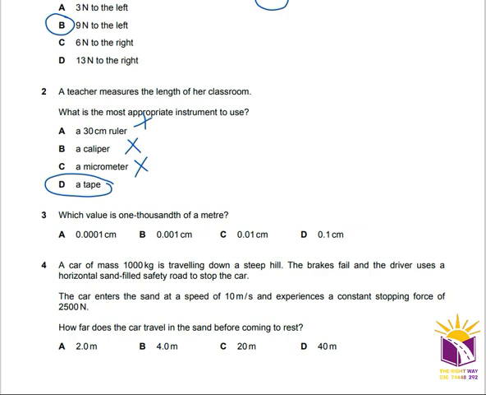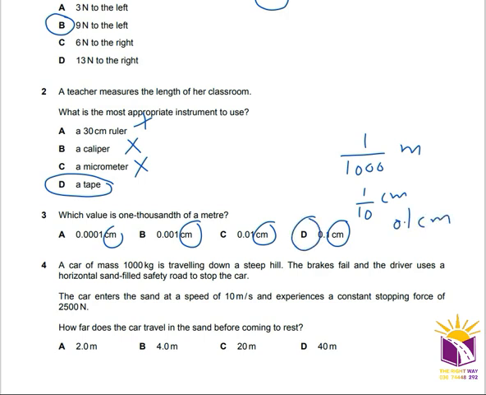Which value is 1/1000 of a meter? So 1/1000 of a meter means 1 by 1000 of a meter, and it will be equal to 1 by 10 centimeter, because all these options are in centimeters, so I am converting it into centimeters. So 1 by 100 is equal to centi, so 1 by 10 centimeter, and 1 by 10 is 0.1, so it is 0.1 centimeter.